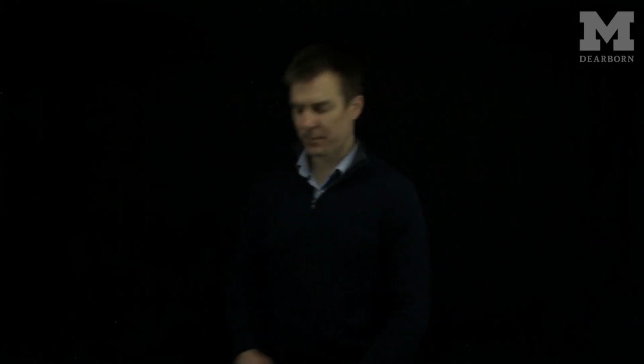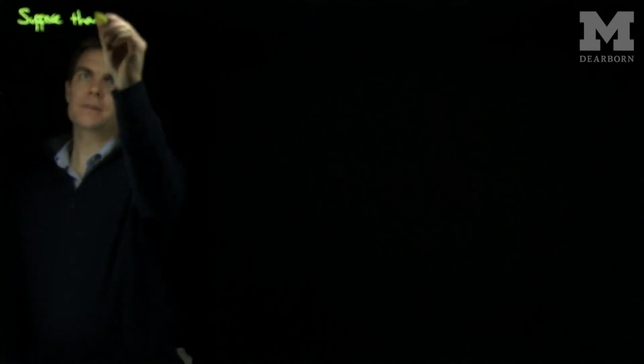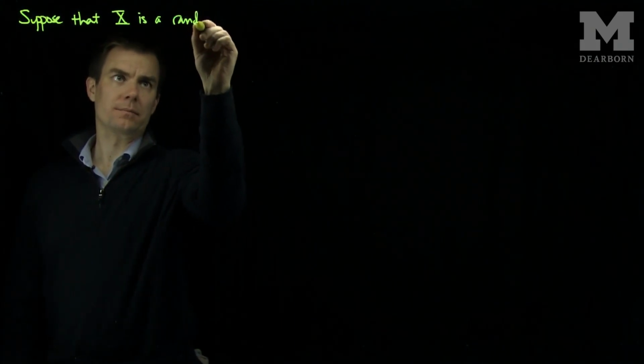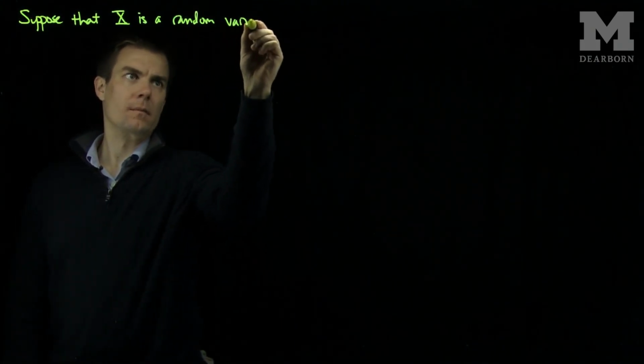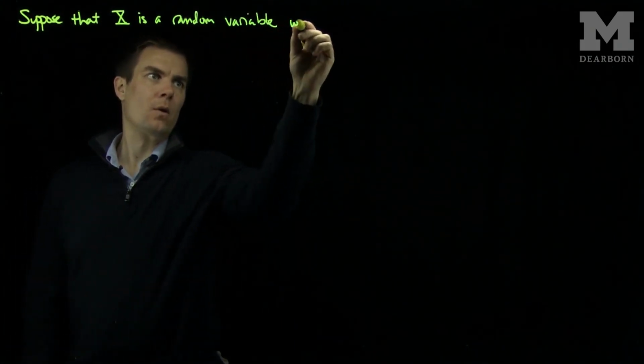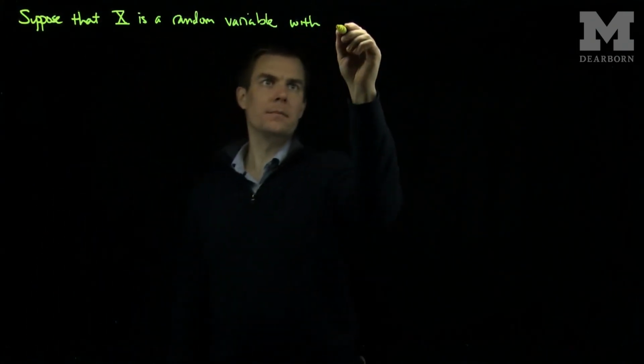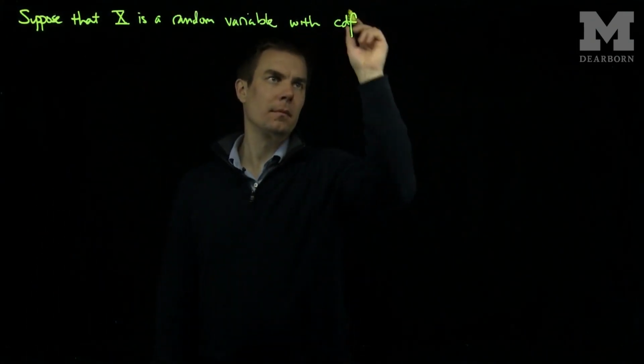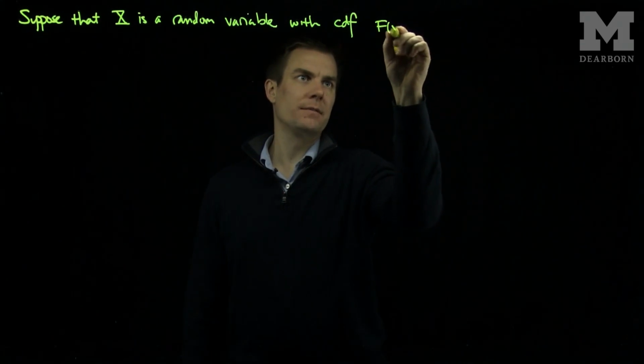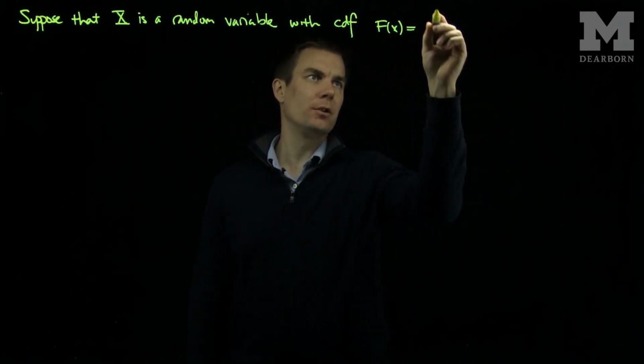Hello students, in this video we'll see an example of computing the variance of a random variable from its CDF. Let's suppose that X is a random variable with CDF F capital of X defined piecewise by the following function.